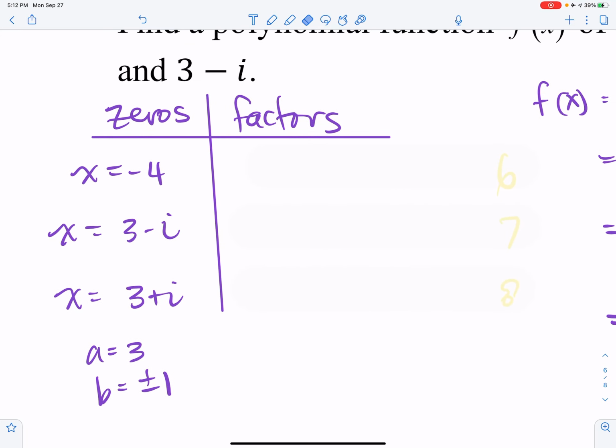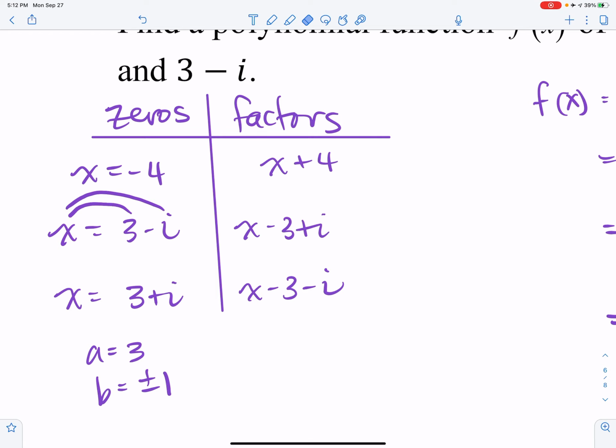And so let's go get our factors next. So our first factor is going to be x plus 4. Our second factor, remember that the way that you do this is you're going to take the 3 and the -i over to the other side so that it's along with the x. So we have a factor of x minus 3 plus i. And then the third factor will be x minus 3 minus i.